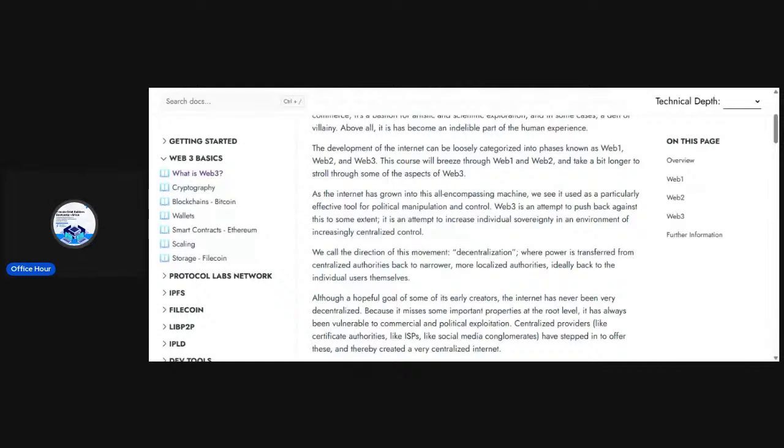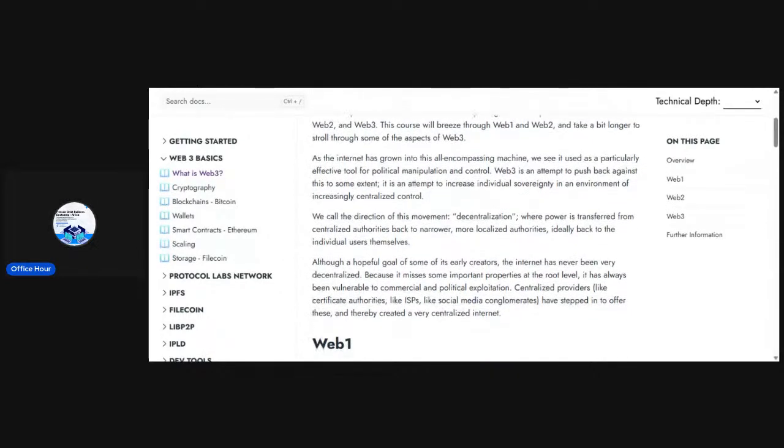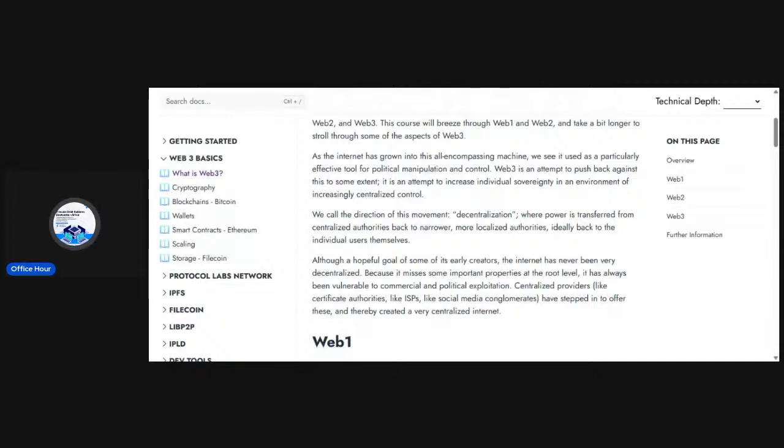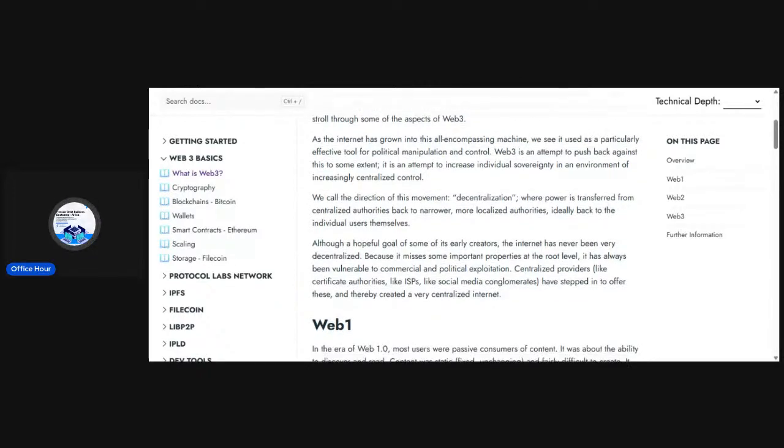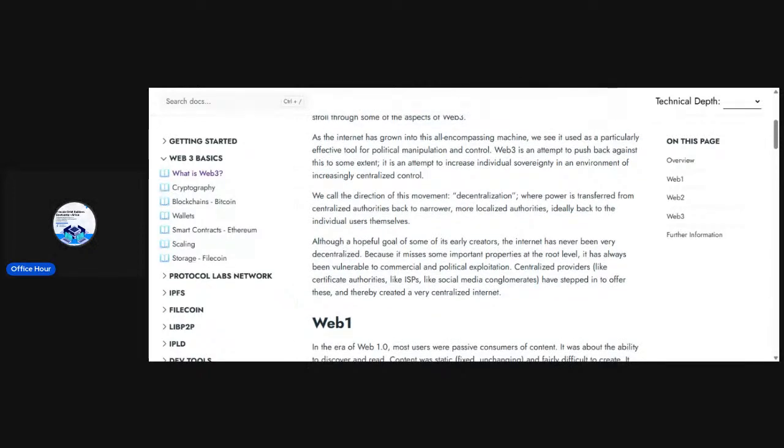Although it was the hopeful goal of some of its early creators, the internet has never been very decentralized, because it misses some important properties at the root level. It has always been vulnerable to commercial and political exploitation. Centralized providers like certificate authorities, ISPs, and social media conglomerates have stepped in to offer this and thereby created a very centralized internet. They get your data, they sell your data. You just stay in your place.